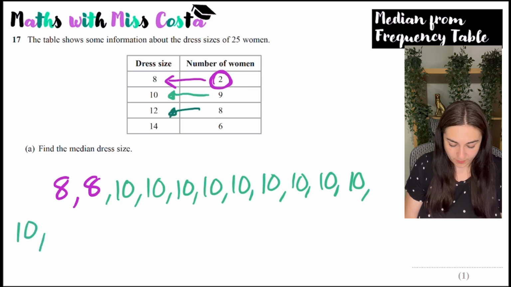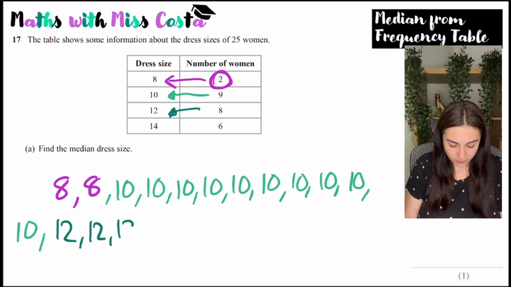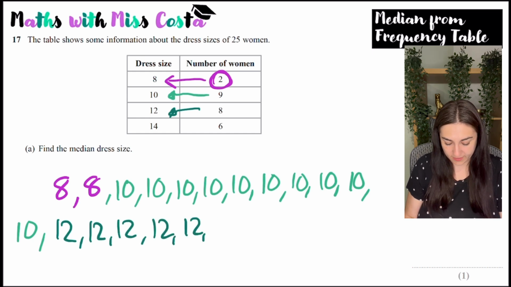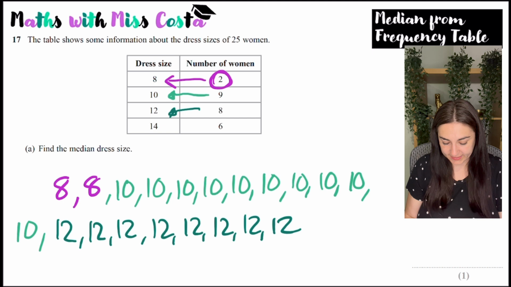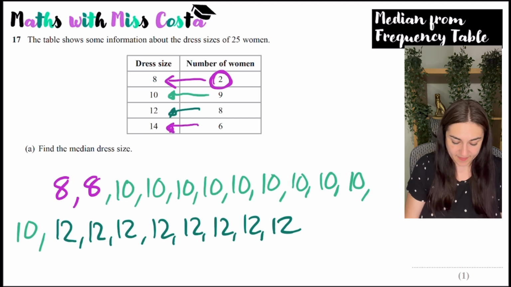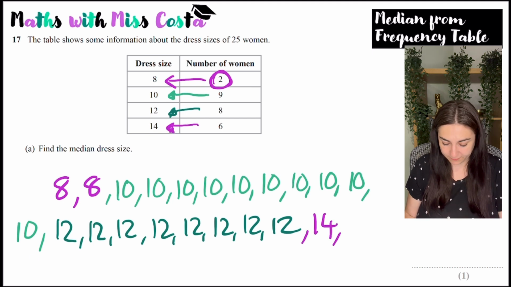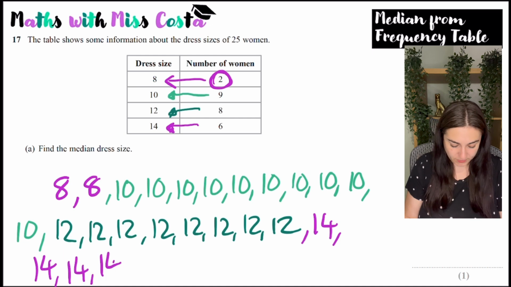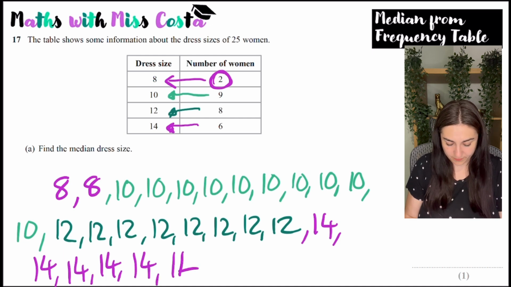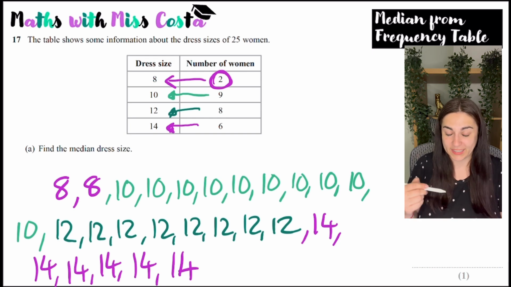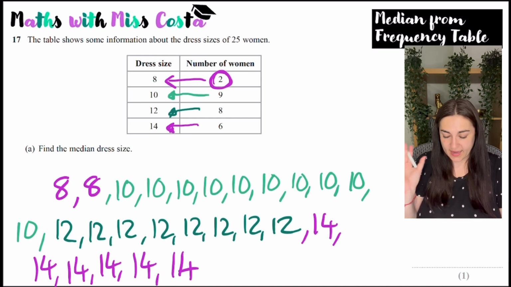Then there are 8 women that have a dress size of 12. So 1, 2, 3, 4, 5, 6, 7, 8. And then there are 6 women that have a dress size of 14. So 1, 2, 3, 4, 5, 6. Now the median is the middle number once you've arranged them in order of size.